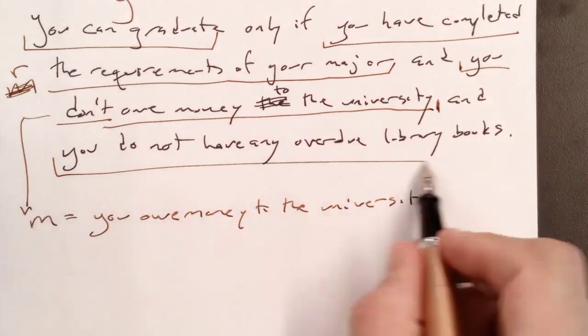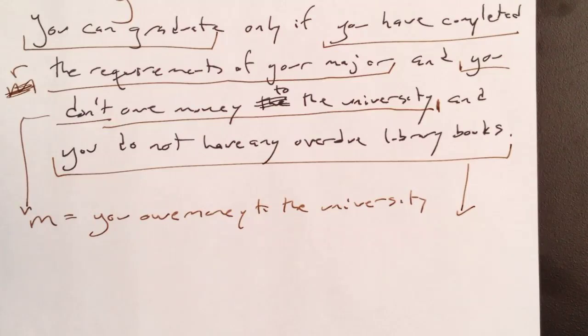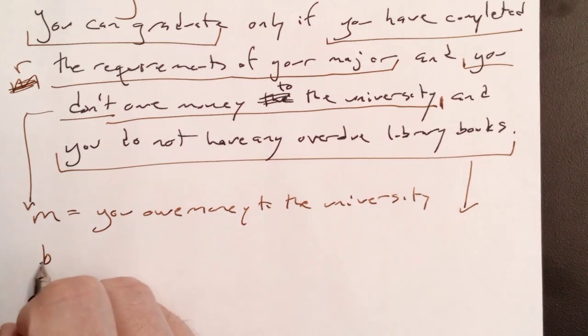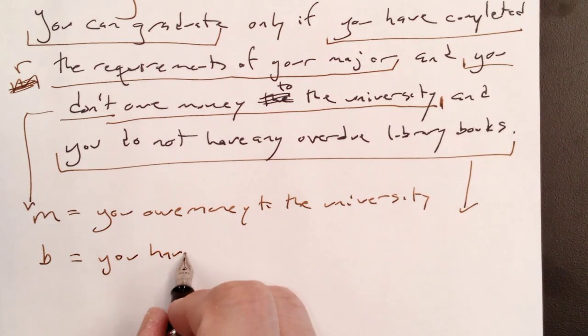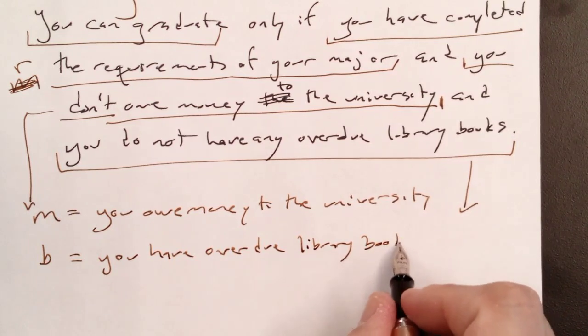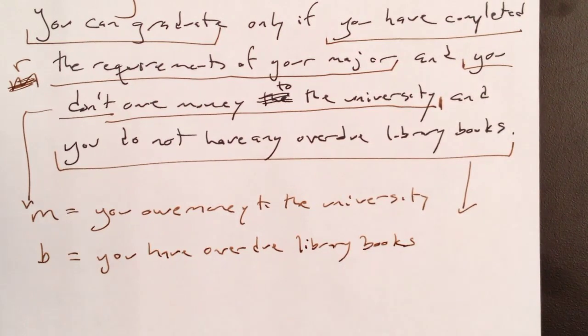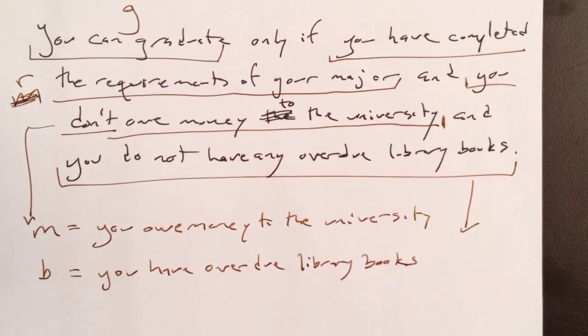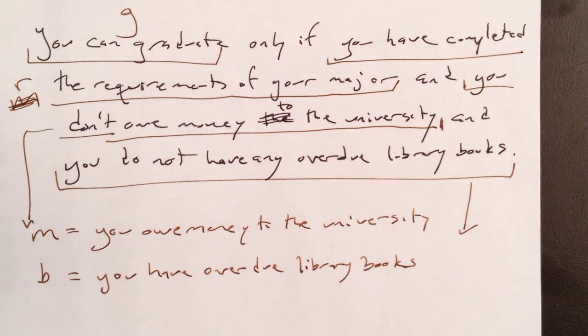And, all right, then this is my last one. Same call, right? I have to decide whether the don't is part of the sentence variable I'm using or not. And if I want to be consistent, let's go with B for books. You have overdue library books. Okay. So this giant sentence has now been reduced to variables: G, R, M, and B.